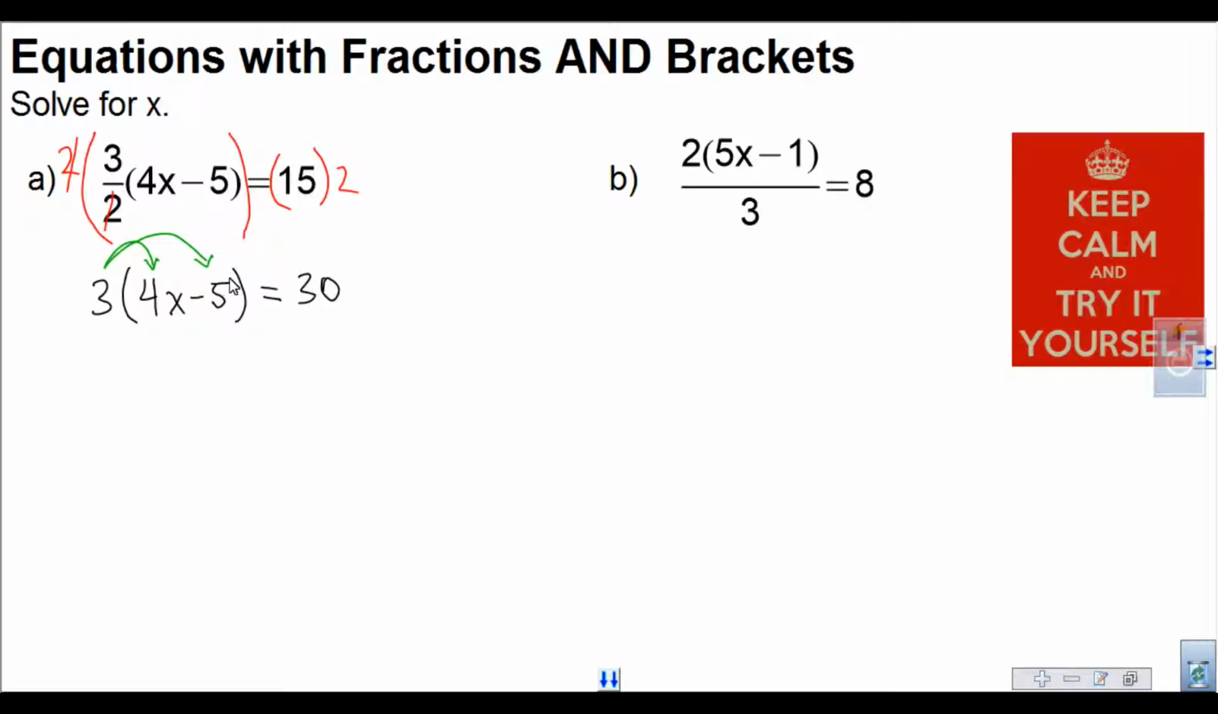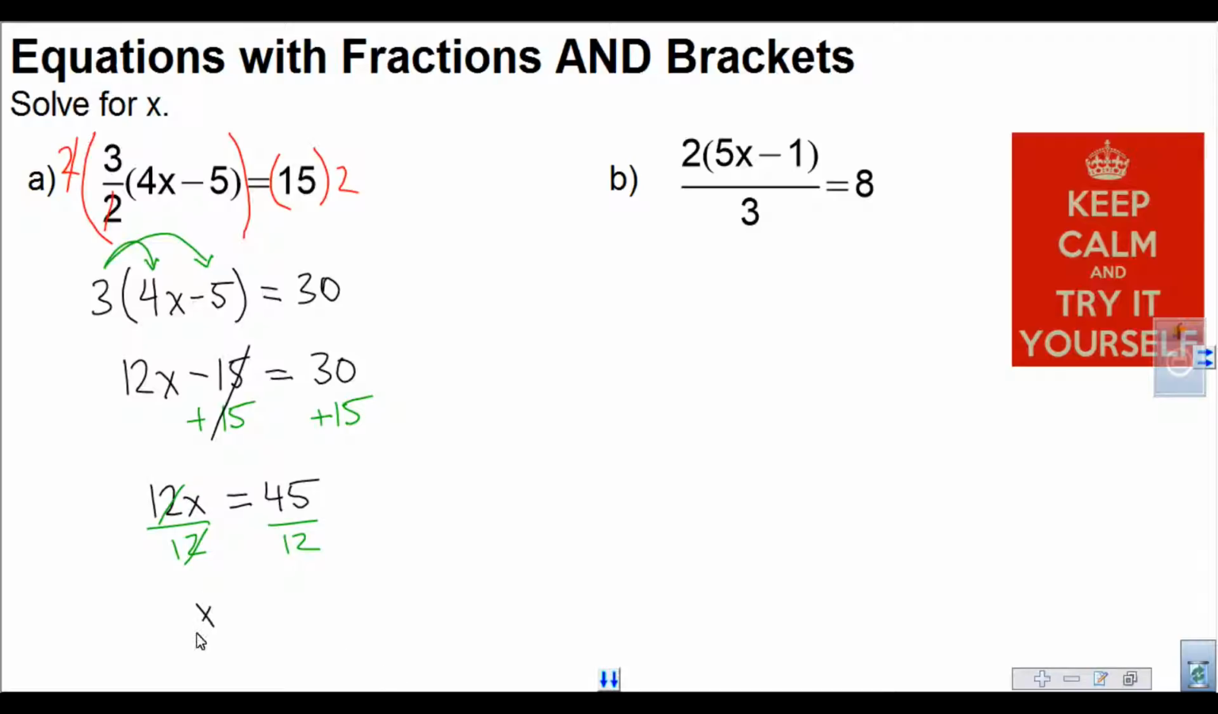Yeah, so the whole point is to get rid of the brackets. You can either divide or you can multiply in. So this becomes 12x minus, so 3 times 5 is 15, and that's equal to 30. Okay, so this is 12x minus 15, so I got to get rid of that minus 15 first. So I'm going to do the opposite, which is adding 15. So that's gone. So we have 12x is equal to 45. Now this is 12 times x, so we have to divide by 12 to undo it. Those 12s will divide out. So x is equal to 45 over 12.